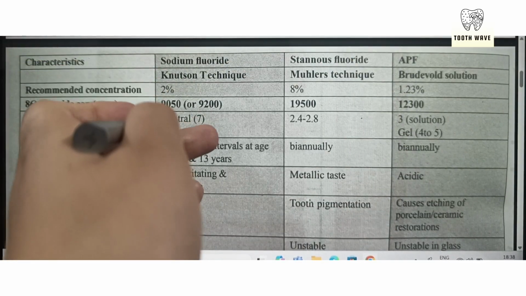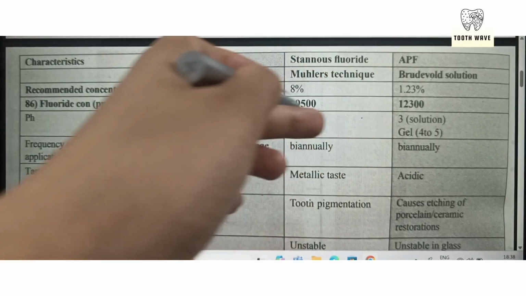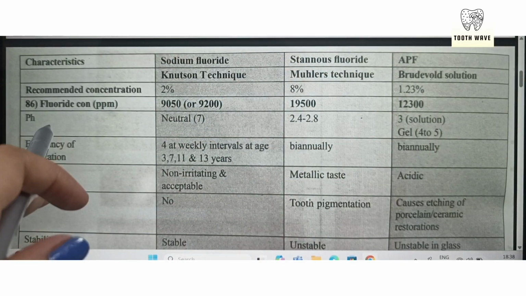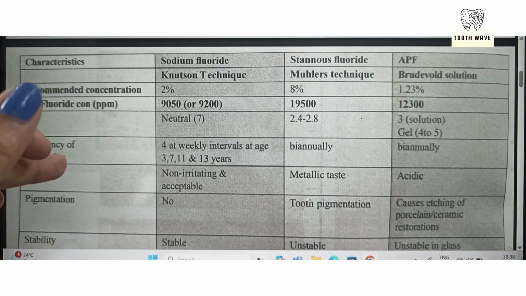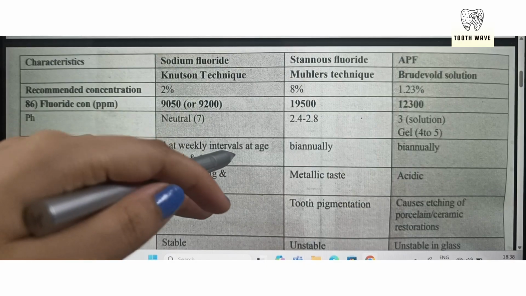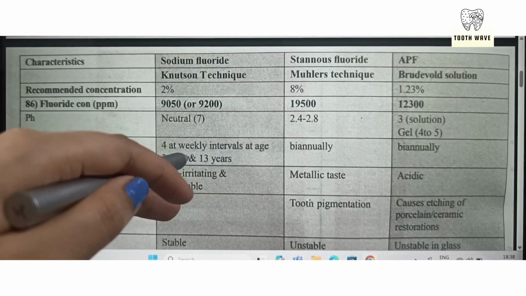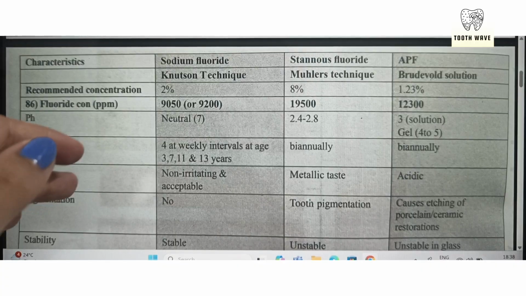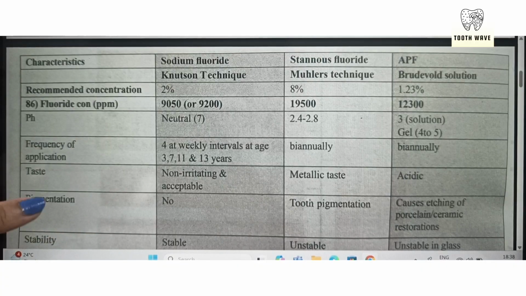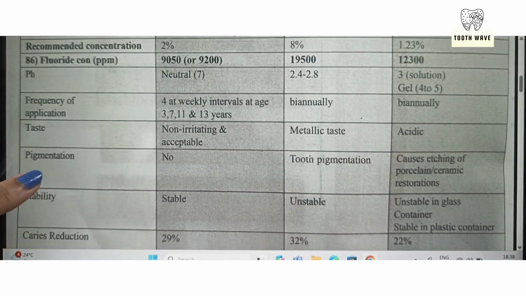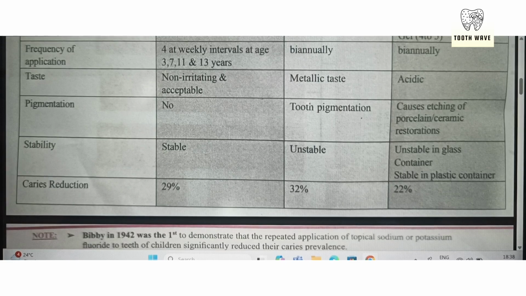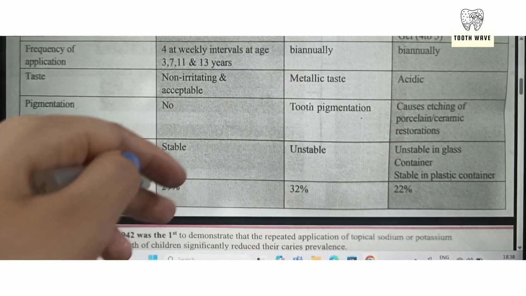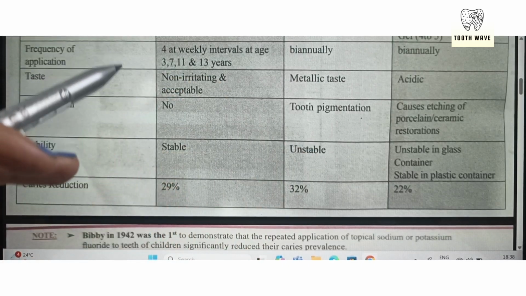These highlighted points which I have highlighted here are asked in various MCQs, and also frequency of application. You will literally find 2 to 3 MCQs in dental pulse on this frequency of application. Then there is taste, pigmentation, stability, caries reduction. You have to remember this whole table because it's a very important table.